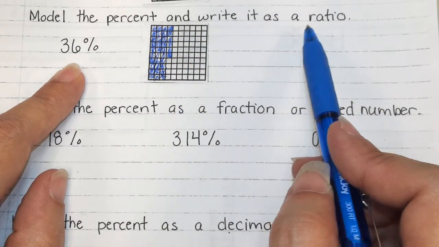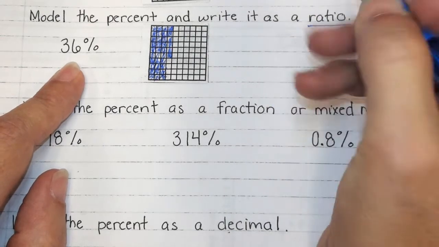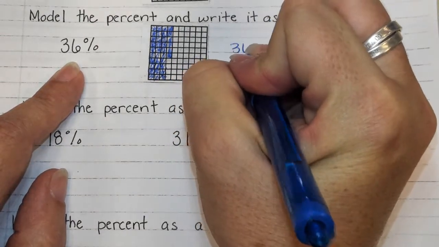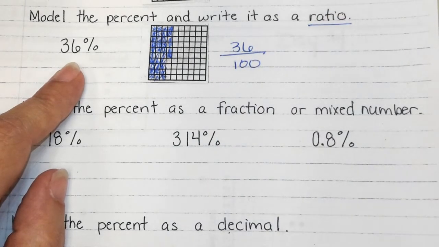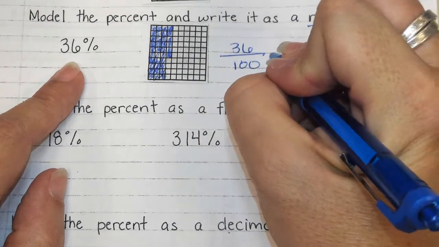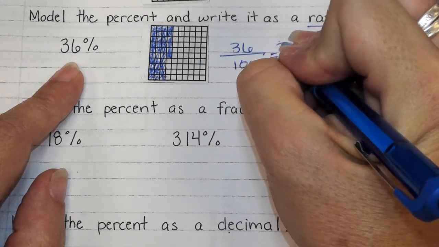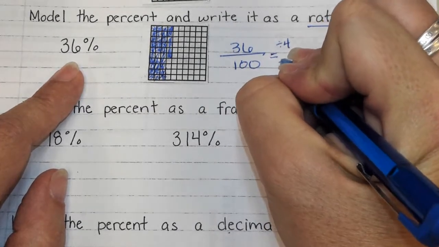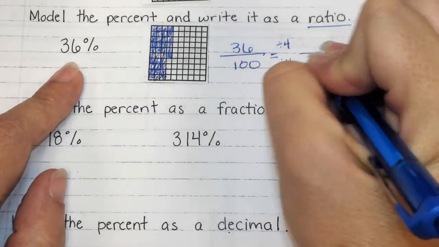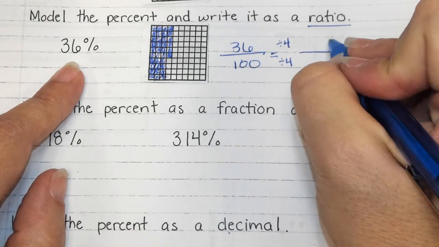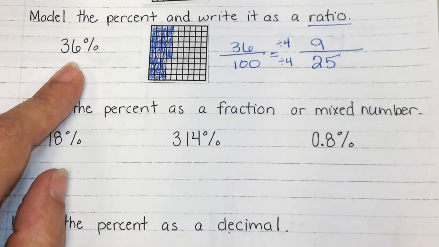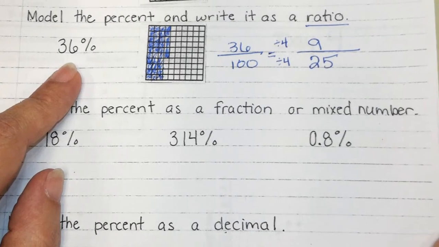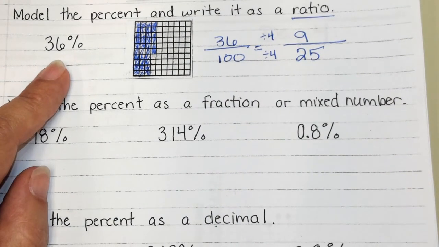Now, if I write it as a ratio, the key is the word ratio there, so we're going to do 36 out of 100, and this time we're going to go ahead and simplify. The simplifying, we would divide the top and the bottom by 4, which would equal 9/25. We have to simplify every time? Yes.